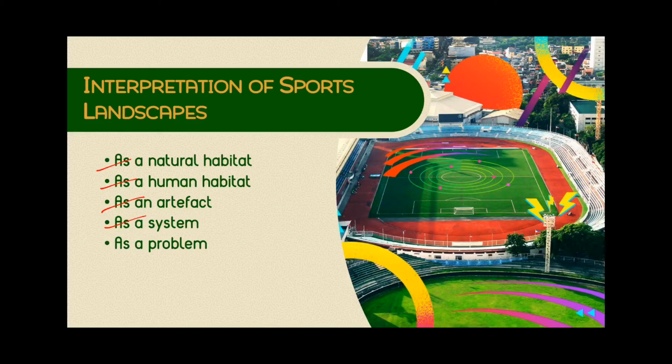Another way to interpret sports landscape is that it is a potential or an actual problem. The excessive dominance of sport over nature may be seen to lead to social and environmental pollution, erosion, and visual blight. Problem landscapes occur in a variety of sports in quite different ways.